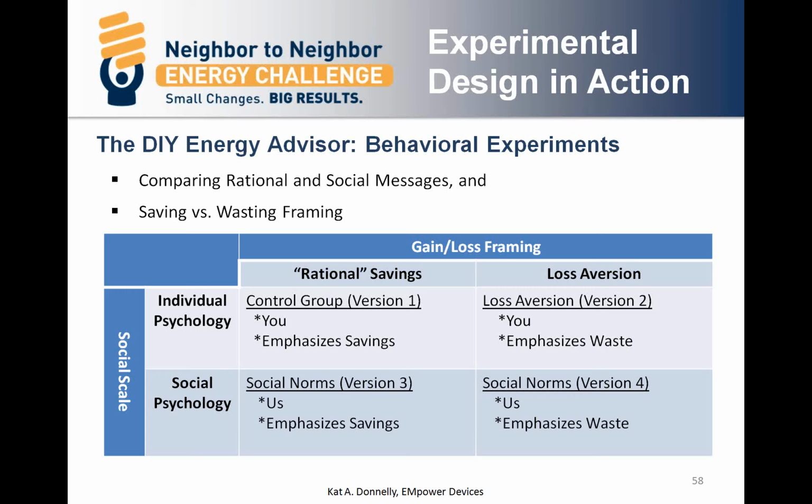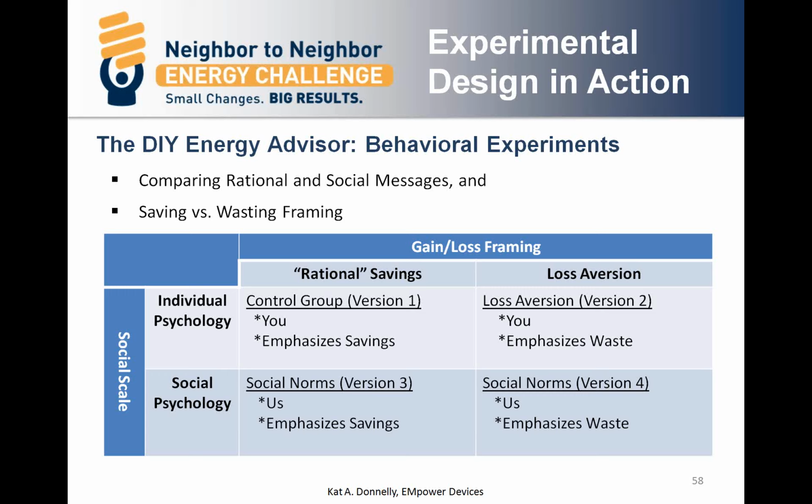And then in group 3, we're using social norms. So the focus isn't on you, but it's on us, joining your neighbors and that social norm messaging, but also emphasizing savings, like in version 1. And then the 4th group is using social norms and emphasizing waste. So we're trying to test those 4 different things.